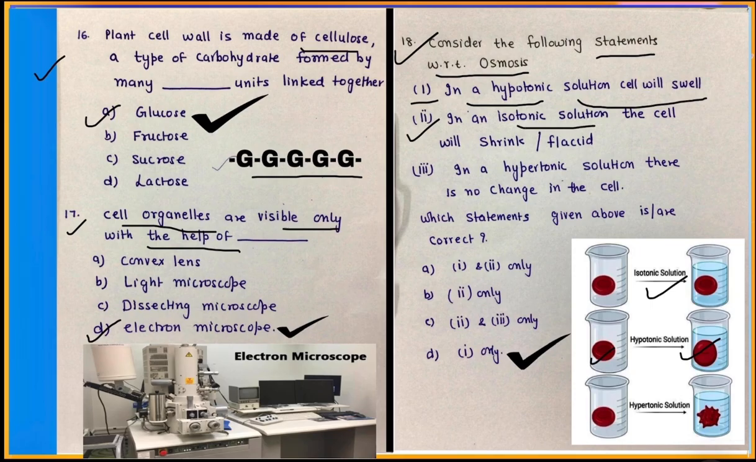Clear? Number 3. In a hypertonic solution, there is no change in the cell. No. Here this statement is again wrong. In hypertonic solution, the size of cell shrinks. Clear? So here the correct choice is D. Only statement number 1 is the correct statement.